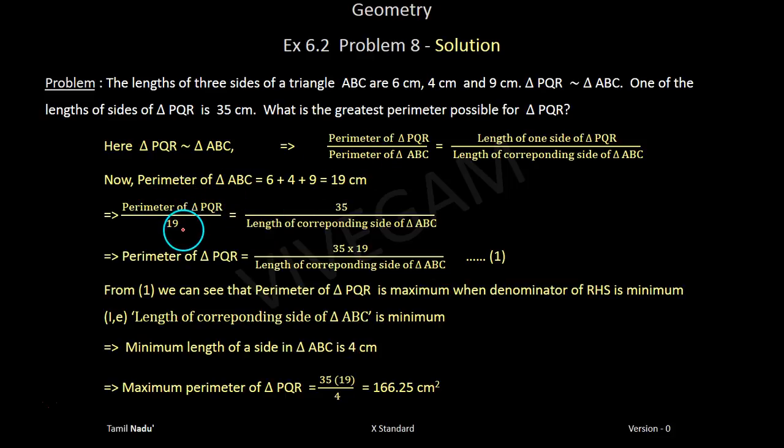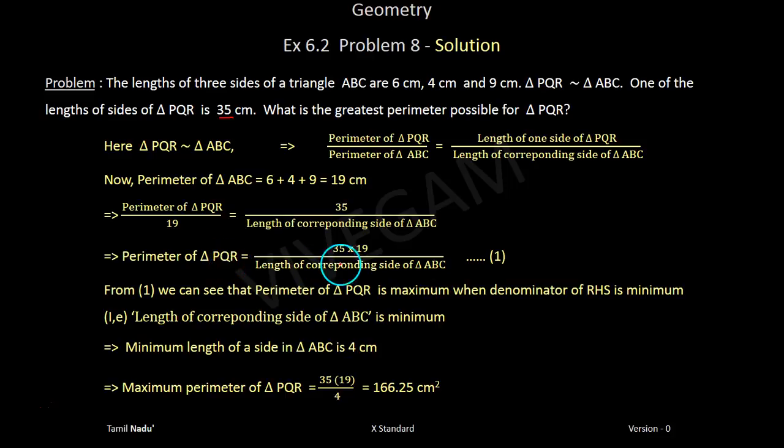Perimeter of triangle PQR divided by perimeter of ABC, which is 19 centimeter, equals the length of one side of PQR, given as 35 centimeter here, divided by the length of a corresponding side of triangle ABC. So get the perimeter on one side and transfer everything. Perimeter of triangle PQR will be equal to 35 into 19 divided by the length of the corresponding side of triangle ABC. So which side does this 35 correspond to? If you want this to be maximum, then this denominator has to be minimum. Then only you will get the maximum value for the perimeter of PQR.